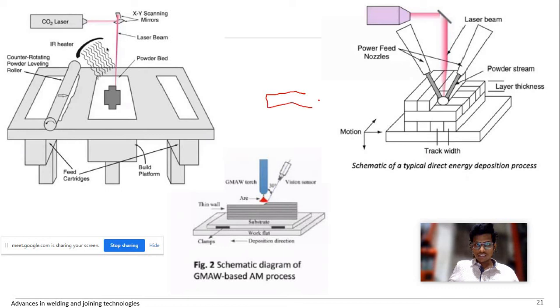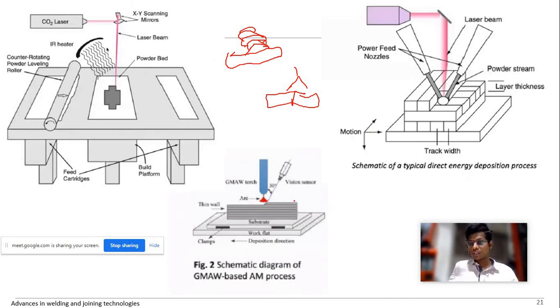But generally, what happens? This is a base plate, and I need to join here. Based on the arc, it is joining, right? That is normal welding. But what happens here is that there will be a substrate, and above that I will deposit the layers like this. This is a cross section I'm showing. As per the required thing I'm getting the shape. If you can see here, these are one layer, two layers, a number of layers deposited, like this is the first layer, second layer, third layer, and so on.